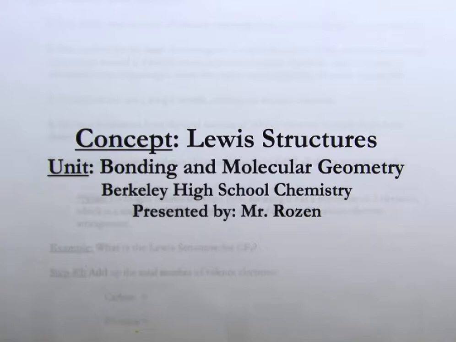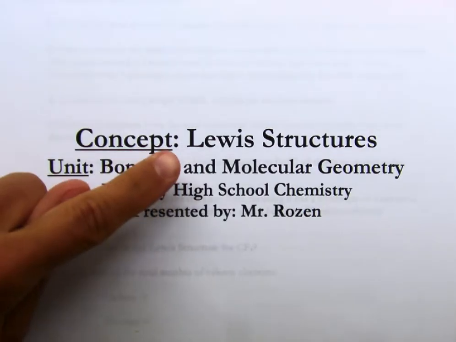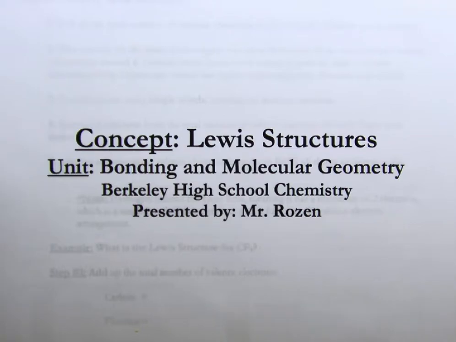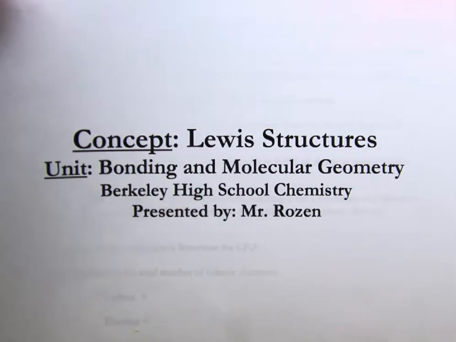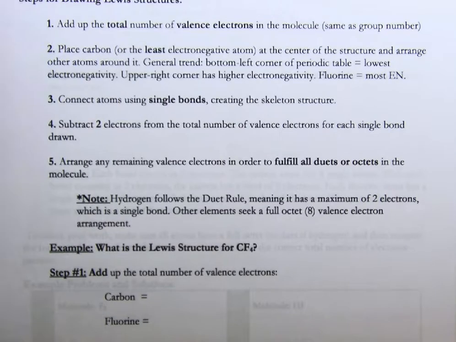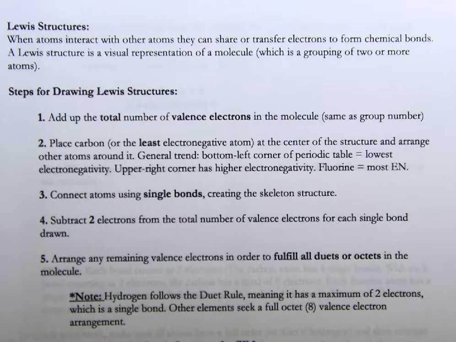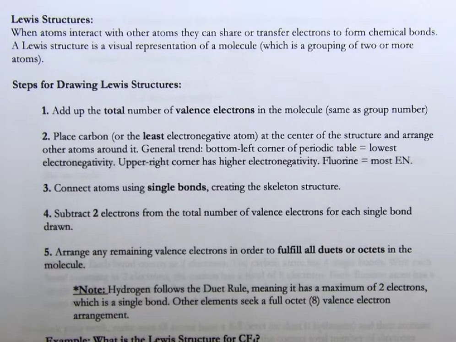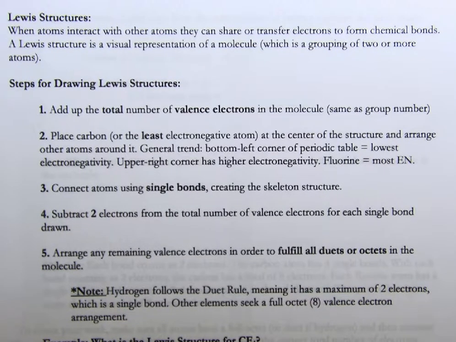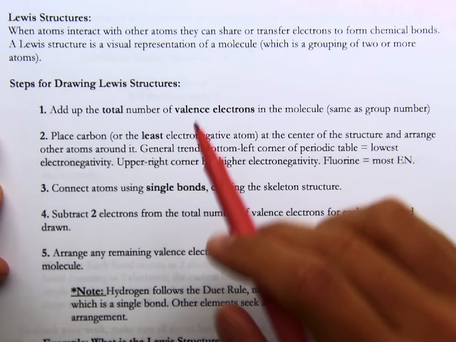The focus of this video is Lewis structures and how to draw them. We're going to go through the steps and then work some example problems. A Lewis structure is a way to represent a molecule, a two-dimensional way to represent a molecule, drawing a molecule on the page. Lewis structures are a visual representation of a molecule and how atoms are bonded to other atoms.